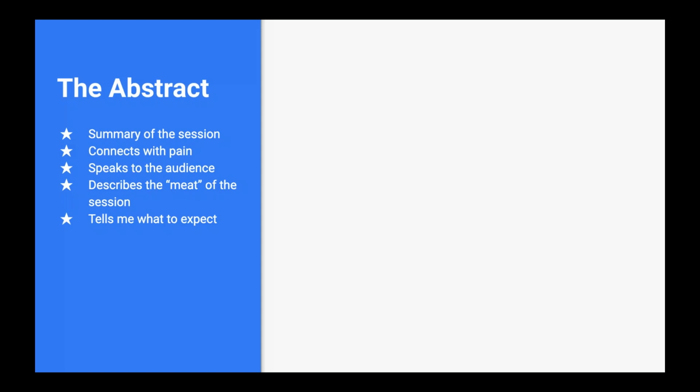You also want to make sure you're speaking to the audience. So it's okay to use you. Like, you will learn this. You will get that. I've got to understand what I'm going to get out of it. Another way I describe this is the abstract describes the meat of the session. You can't go into all the detail, but after reading that paragraph, I should understand the heavy meat of what this is going to be about. And it should tell me what I'm going to expect if I show up.